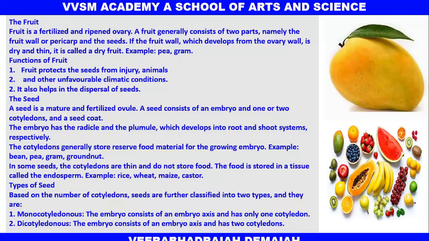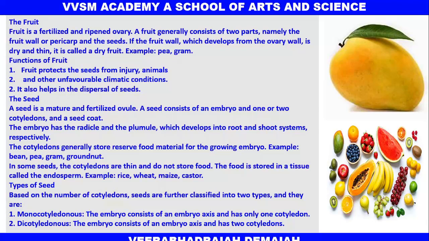It is a fertilized and ripened ovary. A fruit generally consists of two parts, namely the fruit wall, pericarp, and the seeds. If the fruit wall, which develops from the ovary wall, is dry and thin, it is called a dry fruit. Example, pea and gram. And functions of the fruit. Fruit protects the seeds from injury, animals, and other unfavorable climatic conditions. That means seeds are protected by fruit. It also helps in the dispersal of seeds.